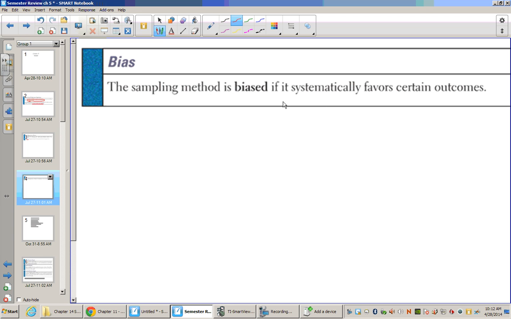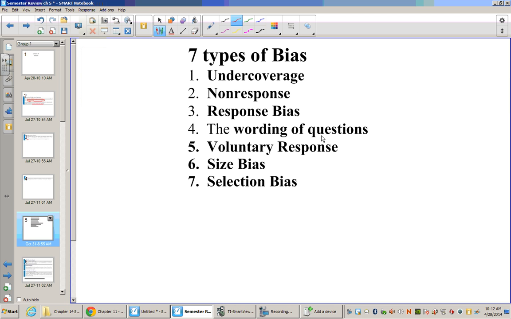A study is biased if it systematically favors certain outcomes. There's many types of bias. Under coverage, this is when, say, if Asians make up 10% of our population in a particular area and only 5% of the people in your study are Asians, that could be under coverage. You're not getting everybody in a particular group, it's not representative of the whole population. Non-response is if you send out a survey and you only get back 30% of your surveys, you have no idea how the other 70% feel about the issue.